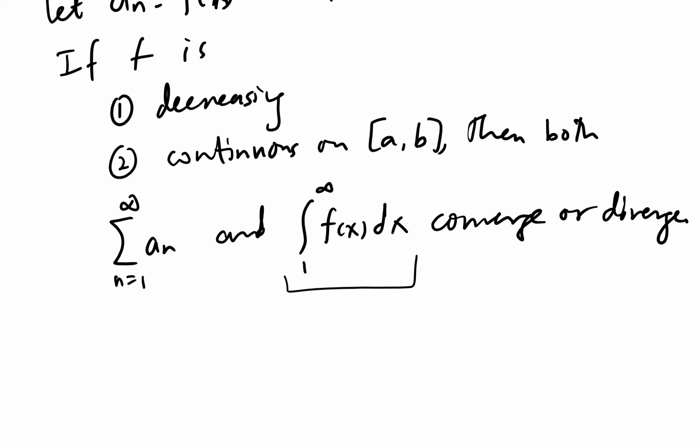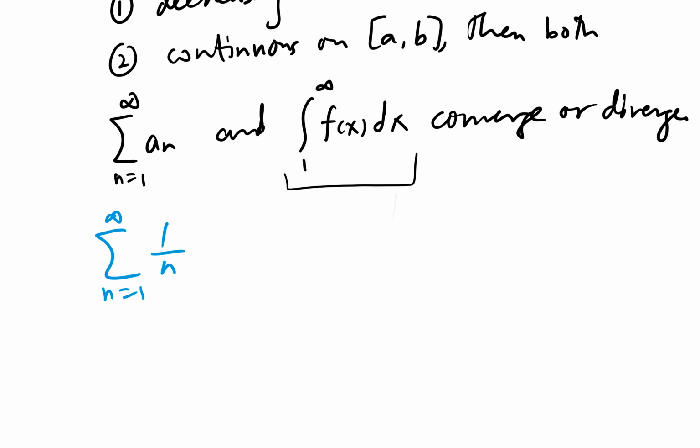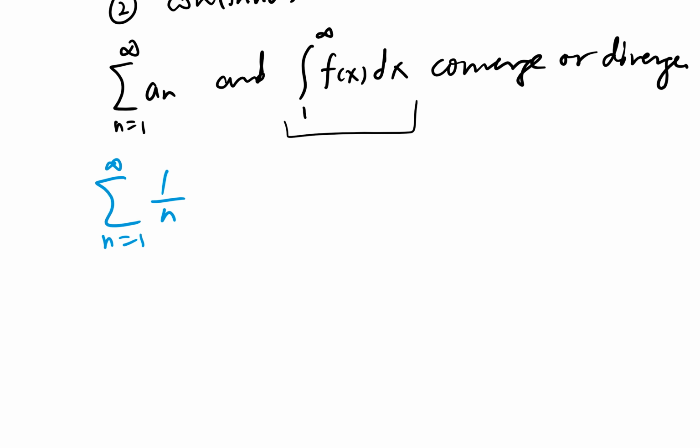Let's look at an example. How about if we need to test if this series converges or diverges? We know it diverges, right? It's a harmonic series. But we're going to see how to use the integral test to check this. First, in order for us to use the integral test, we have to check two conditions, continuity and that it's decreasing. So first, you remember how we said a_n equals f(n)? We write f(x) equals 1 over x.